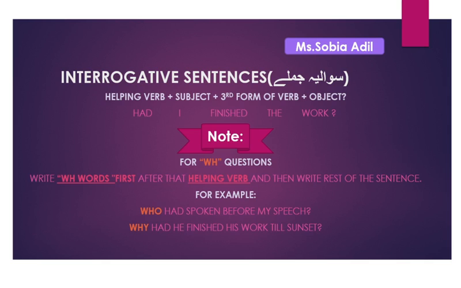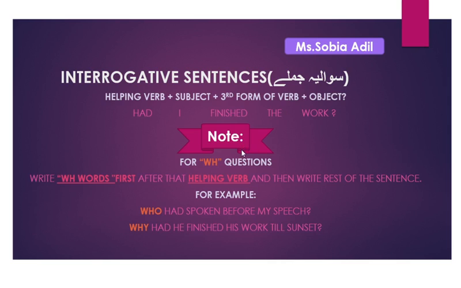Okay students, the next topic is interrogative sentences. These sentences are also known as sawaliya jumle in Urdu, right, in which we ask a question. In affirmative and negative sentences, students, we used to put the subject first. So in an interrogative sentence, we put the helping verb first, then comes the subject, then the third form of verb and then the object. We use the third form of verb because it's past perfect tense, right? And at the end of the sentence, you put a question mark to make it an interrogative sentence, right?